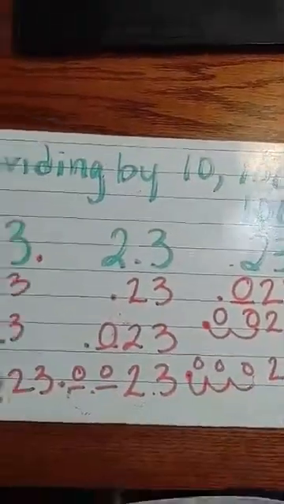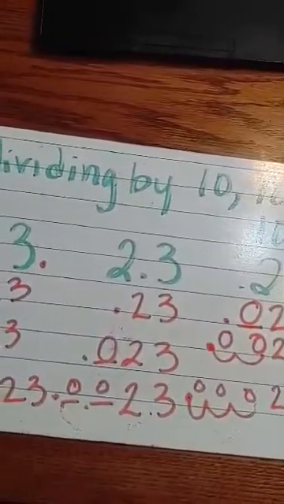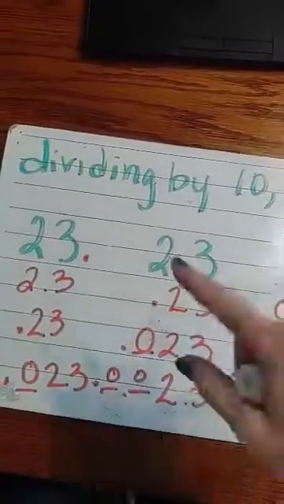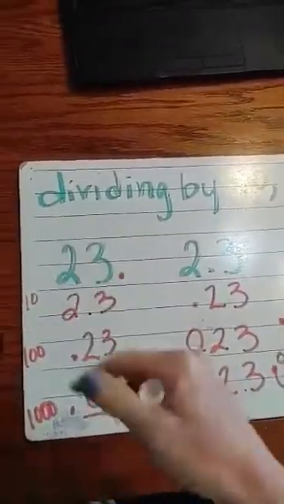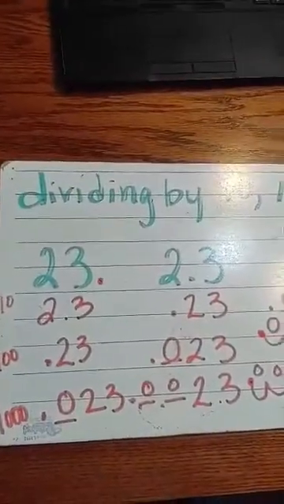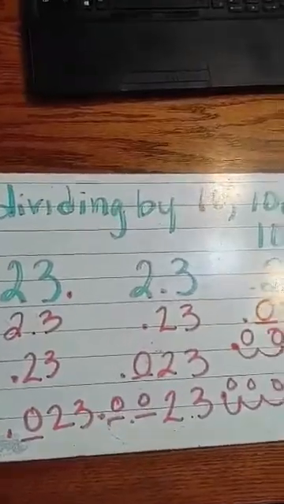Okay, guys, so remember, when you're dividing by 10, 100, 1,000, 10,000, any of those ones with zeros behind it, we're going to get a smaller number and we're going to move the decimal to the left, the same amount of zeros. When we're multiplying, we're going to move to the right, the same amount of zeros.